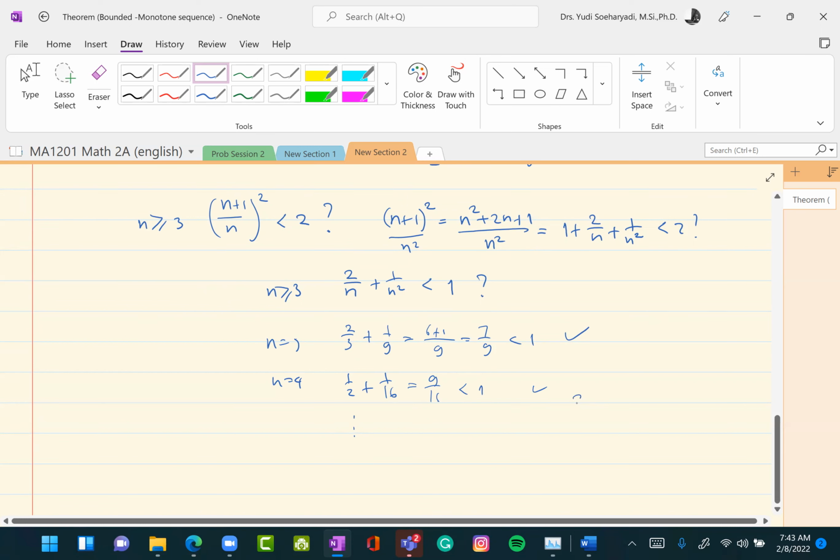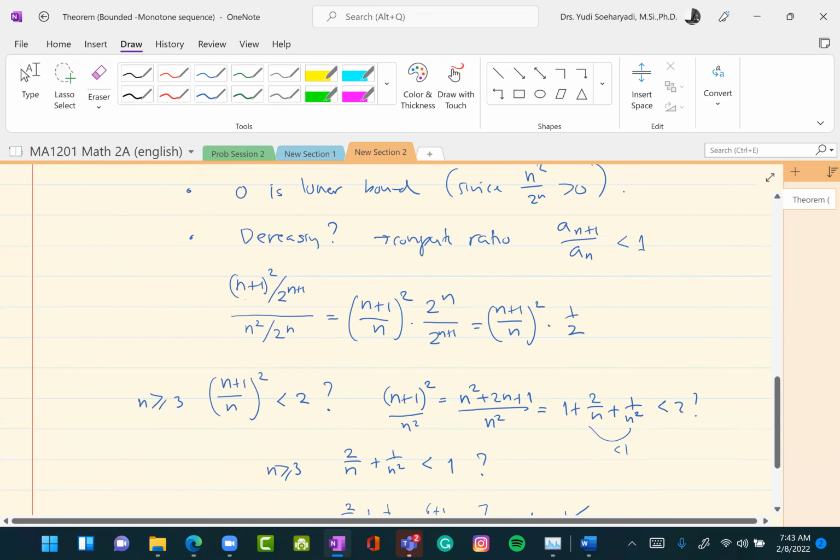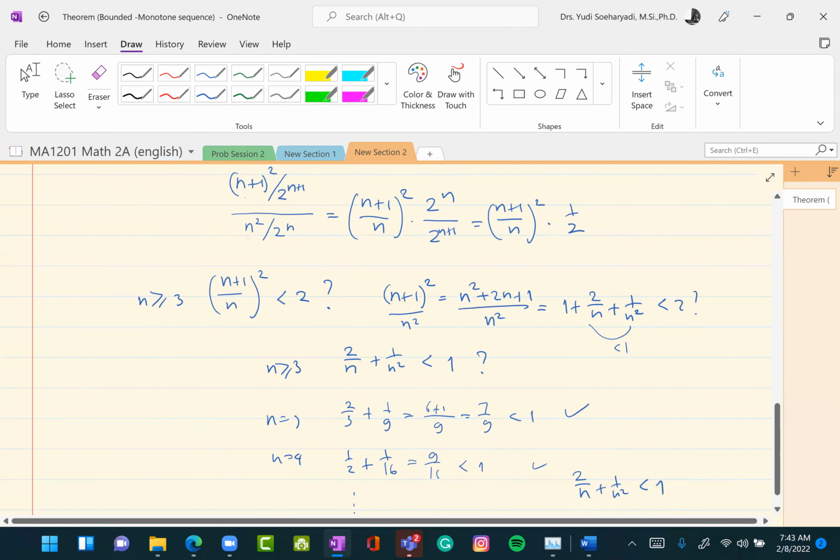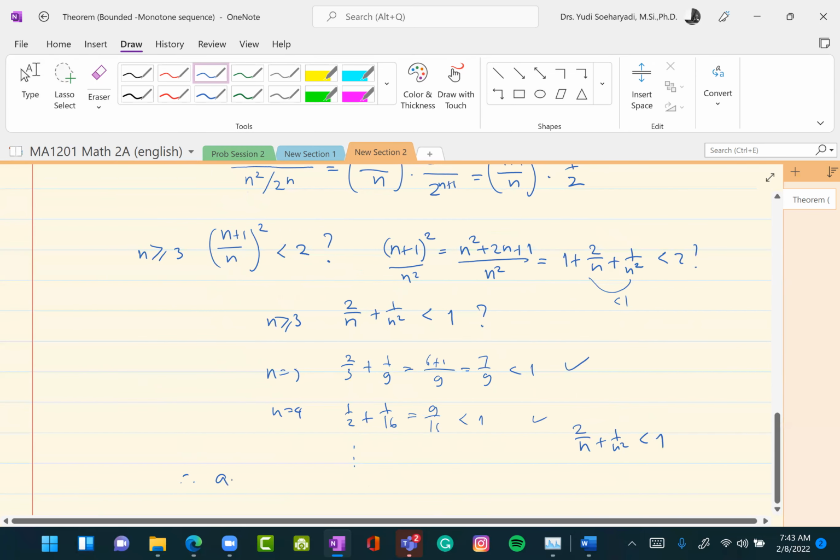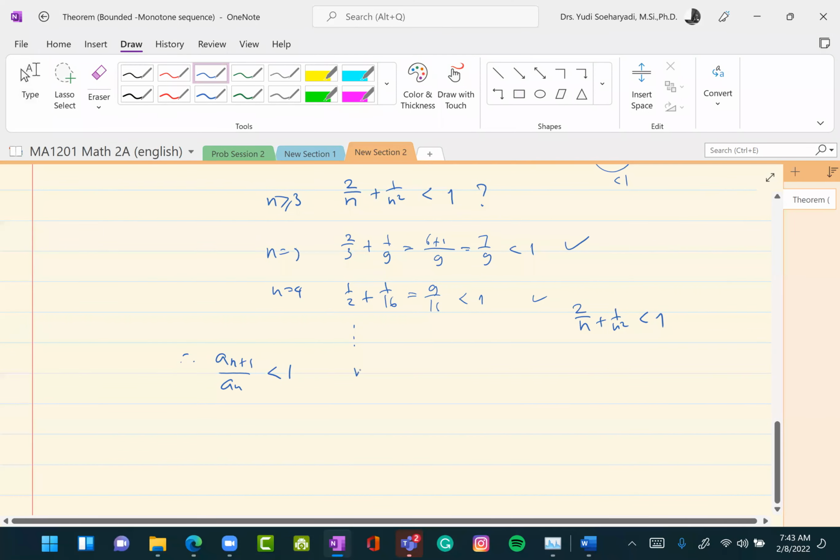Show that this is really less than 1. This is less than 1. So this is less than 2. Okay, so you know that this is... The conclusion is this. Let's say 1. That means this is monotonically decreasing.